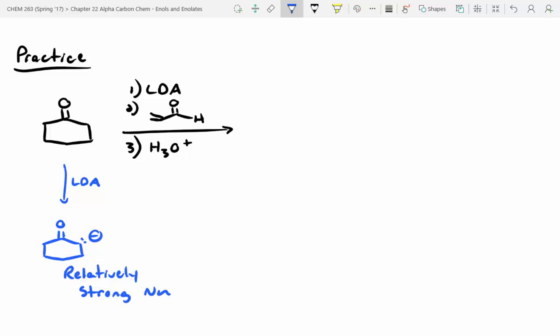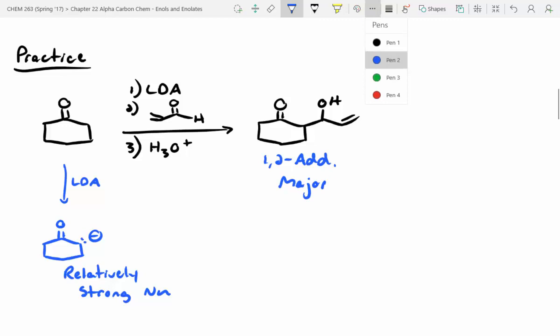Will that favor 1,2 or 1,4? 1,2. So let's determine the product that we would get for 1,2 addition. So this would be our 1,2 addition. This would be our major product. You might observe a little bit of your conjugate addition, however, it's going to be your minor product.